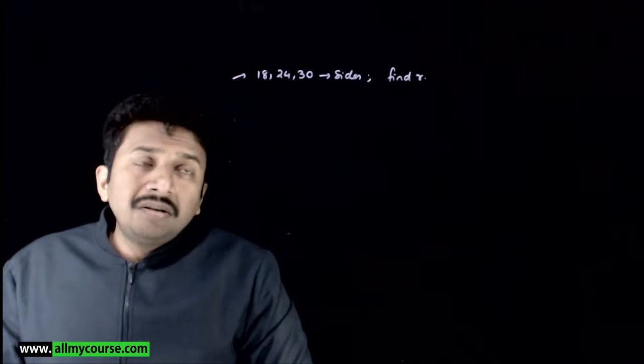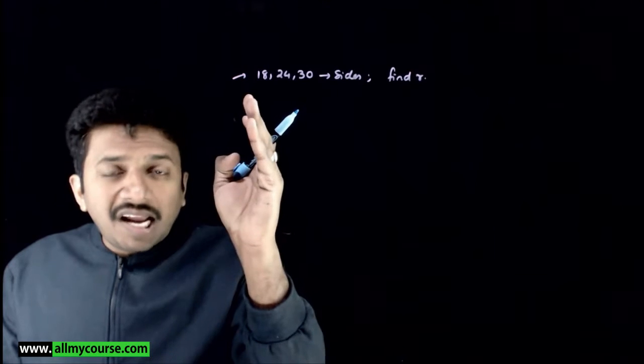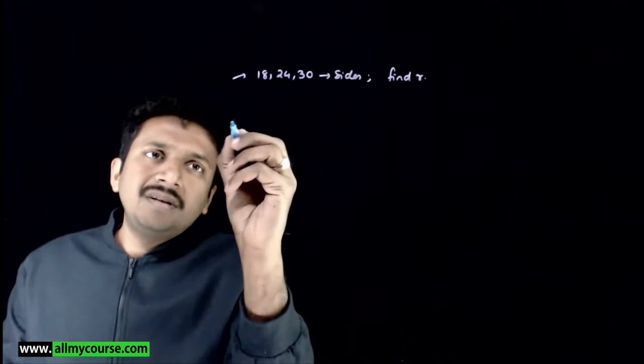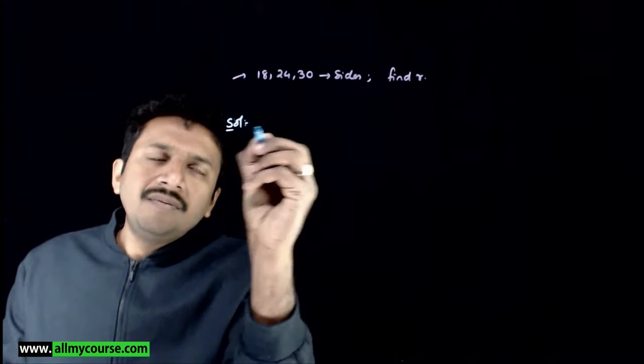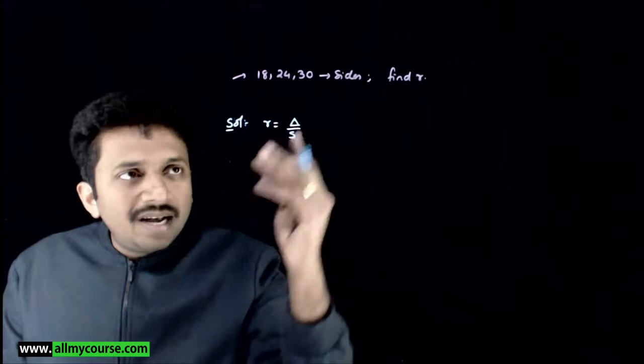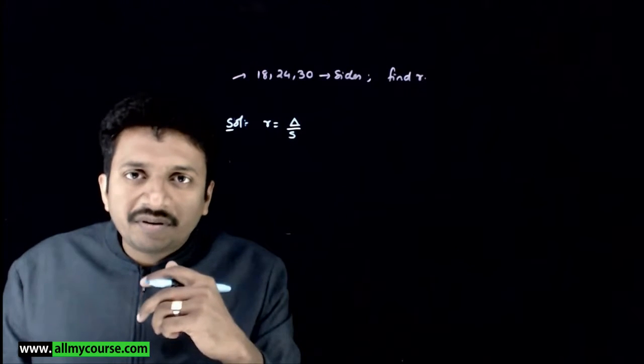So in this question, given that the sides of the triangle are 18, 24 and 30, we are asked to find the value of inradius. So again, a very straightforward question. We know that inradius is nothing but delta by S. Delta is the area, S is the semi-perimeter.